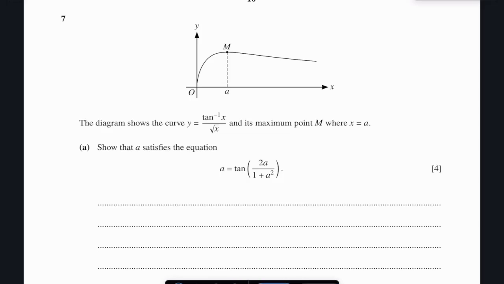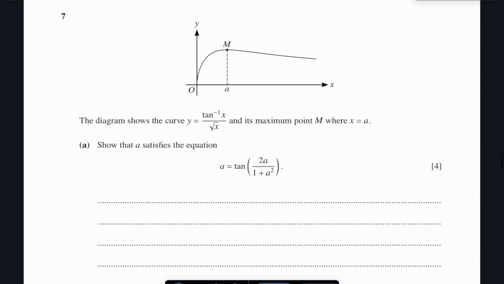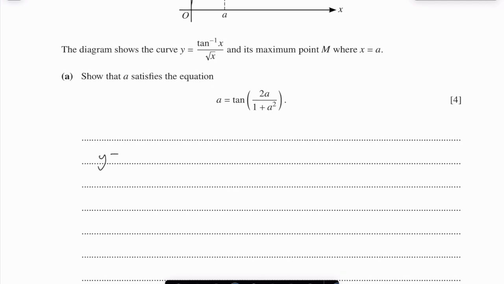Alright guys, now for number 7. The diagram shows the curve arctan x over root x and the maximum point, where x is equal to a. And it wants us to show that a satisfies the following equation, mainly a is equal to tan of 2a over 1 plus a squared. So this is our curve, y is equal to arctan of x, and that's over root x.